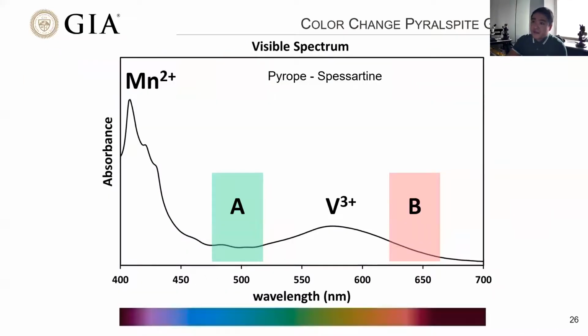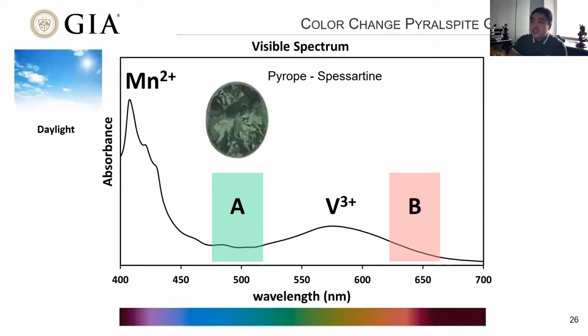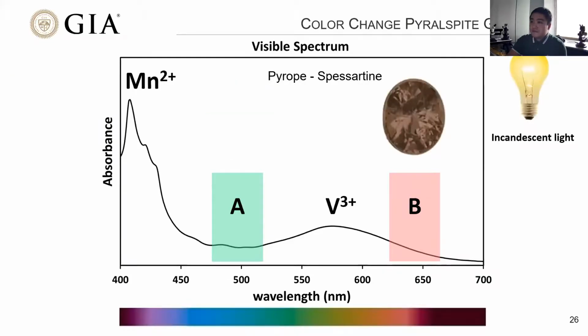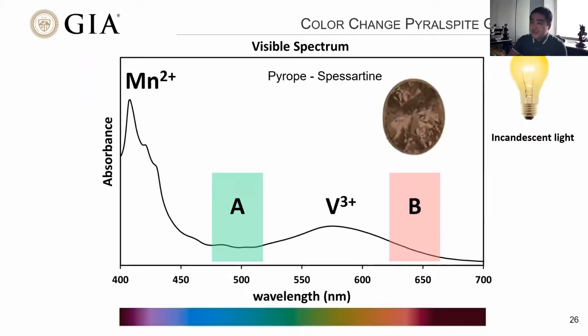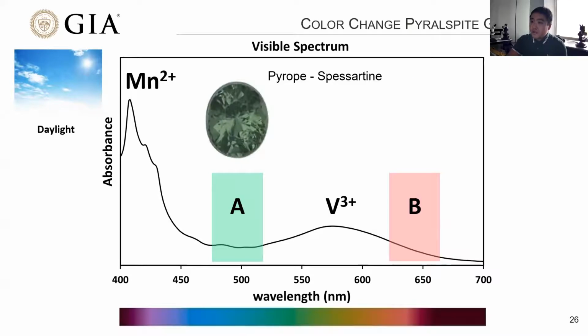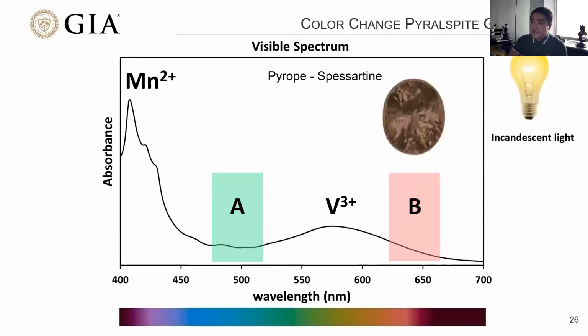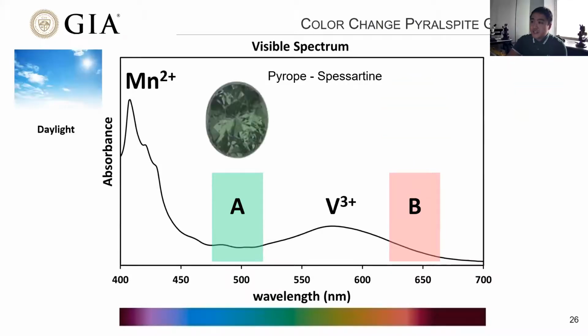When the pyrope garnet contains the right amount of vanadium and manganese, it shows a color change phenomenon. Two transmission windows, A and B, in the visible region are created. Window A is emphasized under daylight, showing a green-blue color. Window B is emphasized under incandescent light, showing a reddish color.